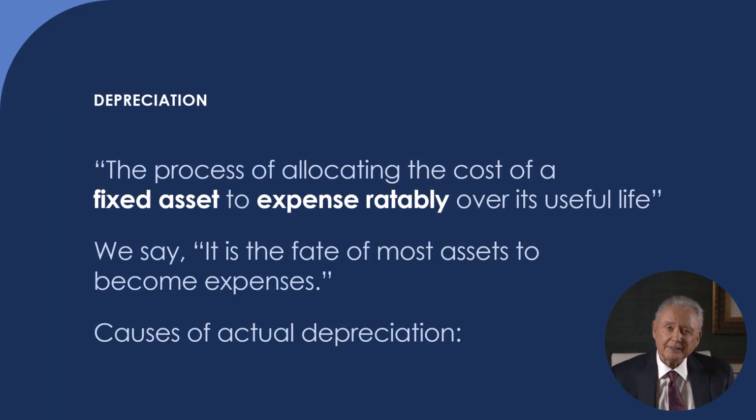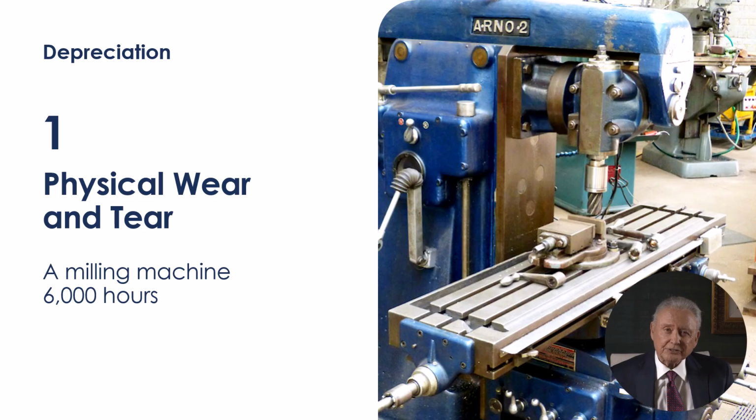Depreciation is the process of allocating the cost of a fixed asset over its useful life. As we say, it's the fate of most assets to become expenses. Let's look at what causes depreciation. One cause of depreciation is physical wear and tear. Take, for example, a milling machine.